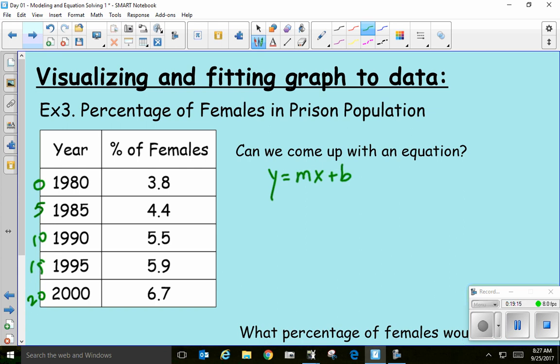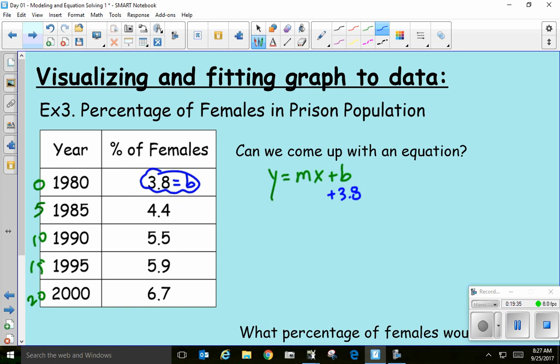B is your y-intercept. When x is 0, that's your y value. What is that? Look at our table. When x is 0, what's my y value? 3.8. Yes, that'd be correct. So this is your B. So right now we know we're plus 3.8.